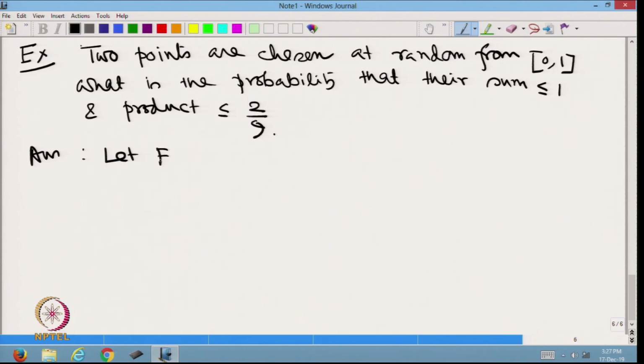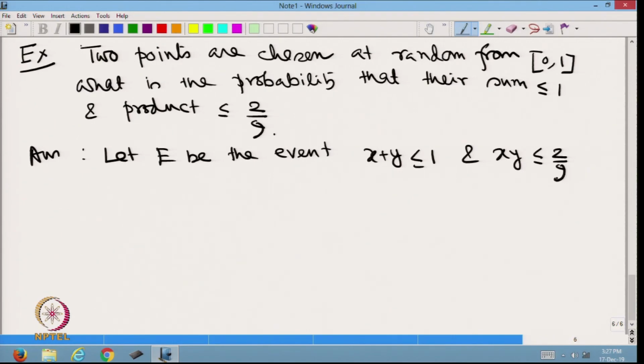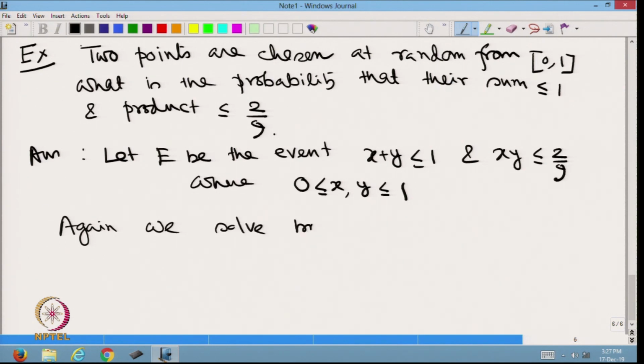Let E be the event that x plus y is less than or equal to 1 and x y is less than or equal to 2 by 9, where 0 is less than or equal to x and y less than or equal to 1. Again, we solve by geometry.